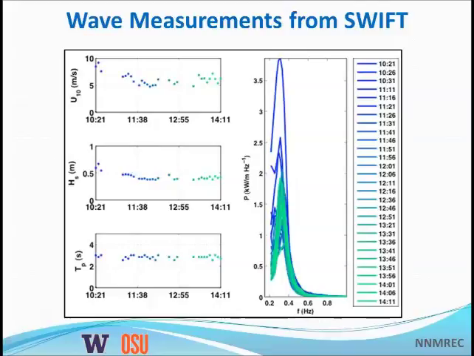Now, the units on this is the wave power in kilowatts per meter per hertz, and the x-axis is the frequency. Earlier in the day, not surprisingly, when the waves are larger, we have more power in the waves, gradually decreasing throughout the day. But in these wave spectra, once again, we see this important peak at about 3 seconds.